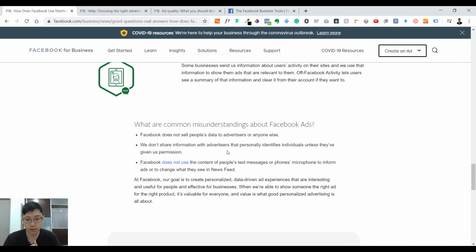Then Facebook does not use the content of people's messaging or iPhone, so that means Facebook is not tapping into your phone and things like that. So that is up to debate, up to questions. And it just means that your privacy is supposed to be safe. What they do is they don't remember you, for example, like me, Ken. They don't remember me as Ken. They remember me as a number. So they cannot identify you, and it's all done in machine learning.